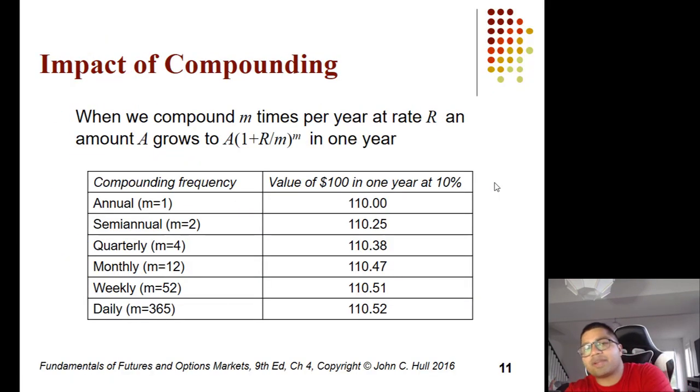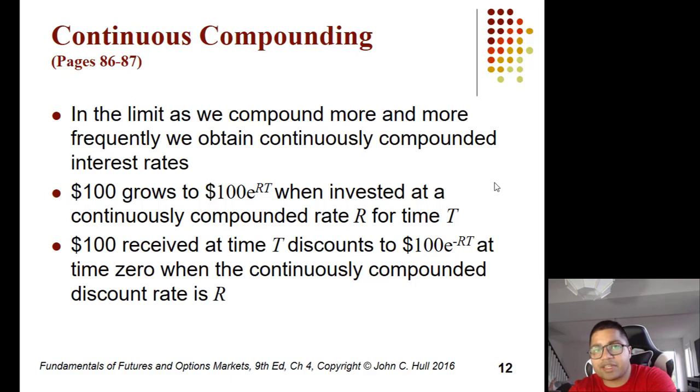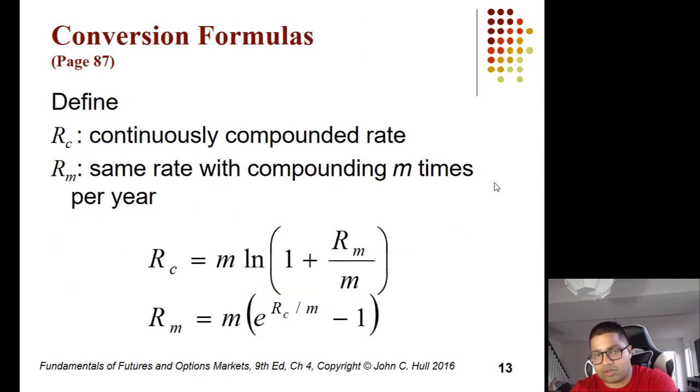So continuous compounding: when we compound m times per year, the principal grows higher. Continuous compounding is the limit. As we compound with more and more frequency, we obtain continuous compounding interest rates. $100 grows to 100 times e to the power of the interest rate times t, that is time. So we have seen how to compound. $100 received is discounted by using the minus sign at time 0.